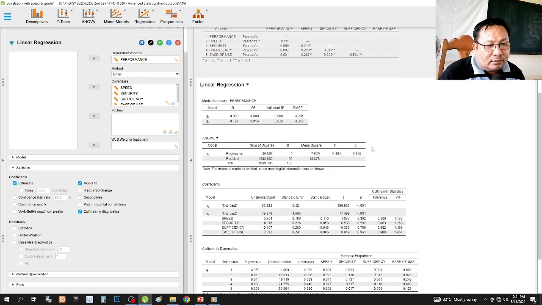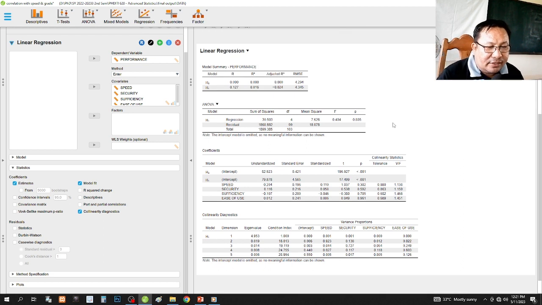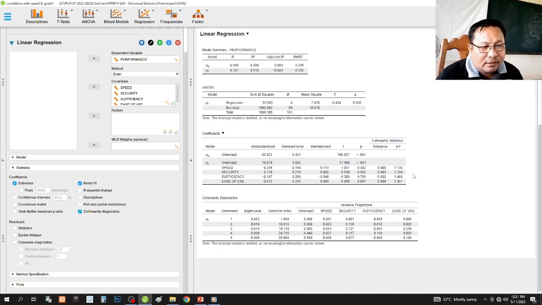And also, to check for multicollinearity, we can look at the coefficients here. And on the collinearity statistics, we can see that the values of the VIF are 1.136, 1.159, 1.466, and 1.451, which are lower than 3, a strong indication that there is no collinearity.